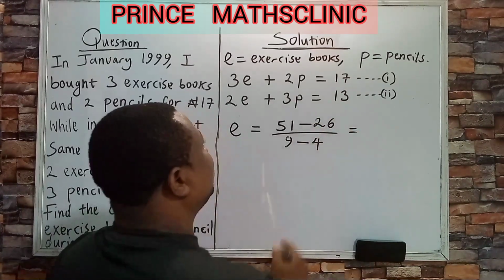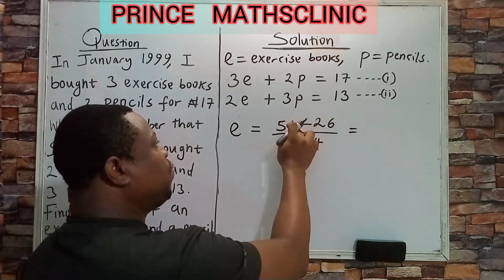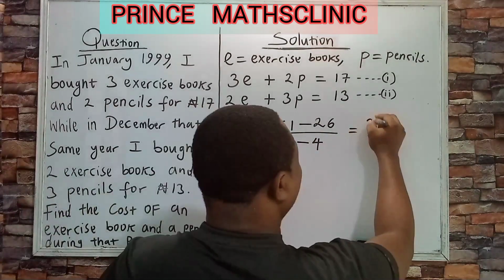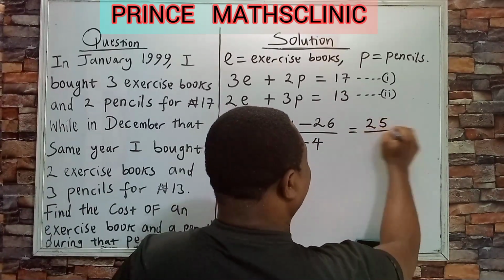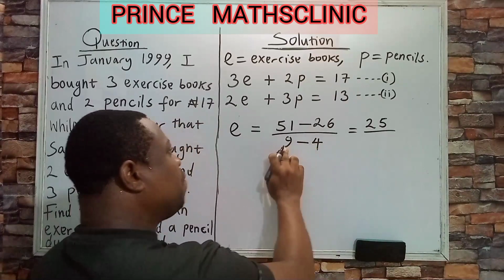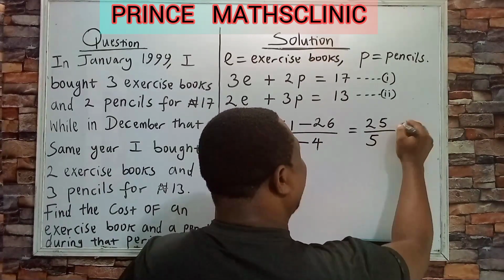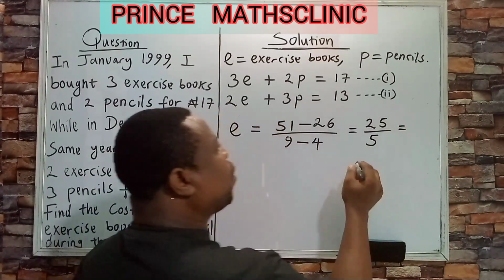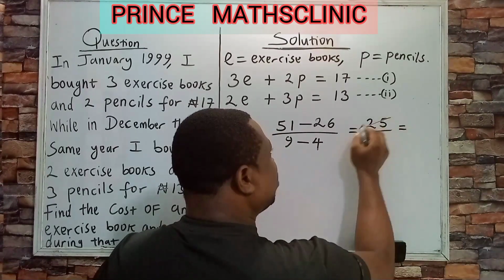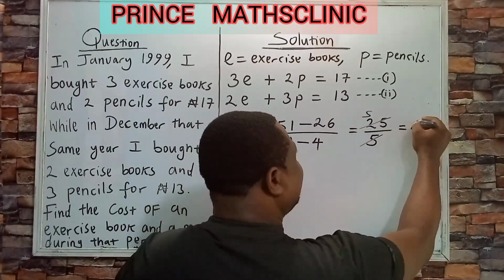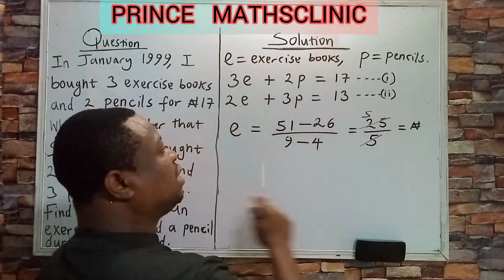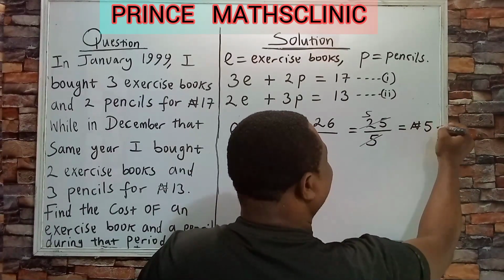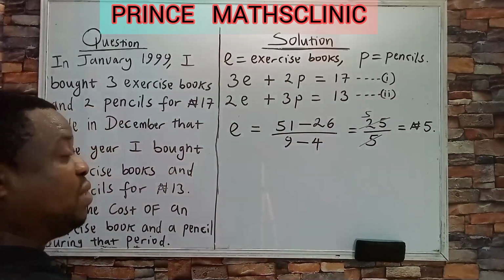26. Now, if you subtract 26 from 51, you are going to get 25. Now, subtract 4 from 9, you are going to get 5. And remember, we are looking for cost. 5 can go in 25 5 times. Therefore, the cost of one exercise book is 5 naira during that period.